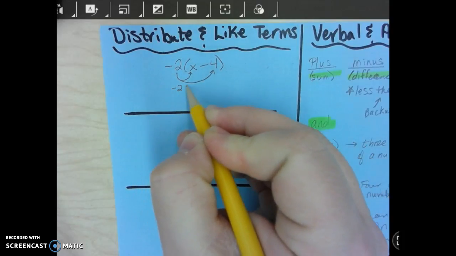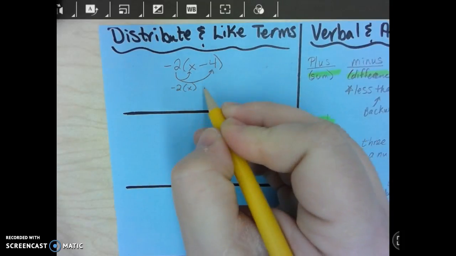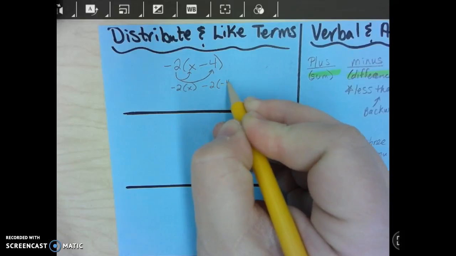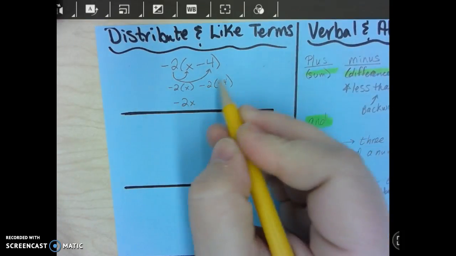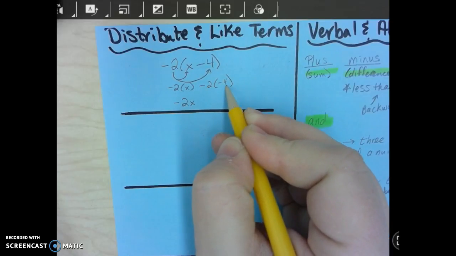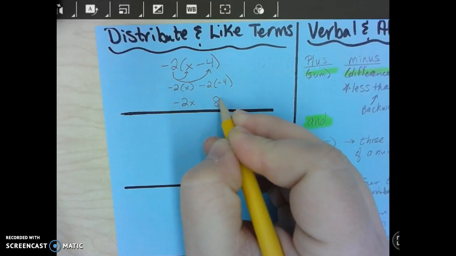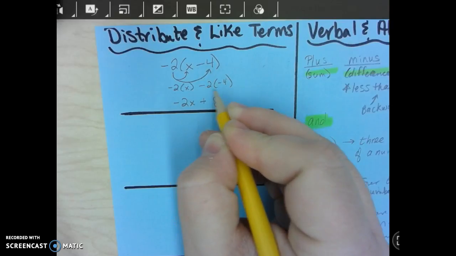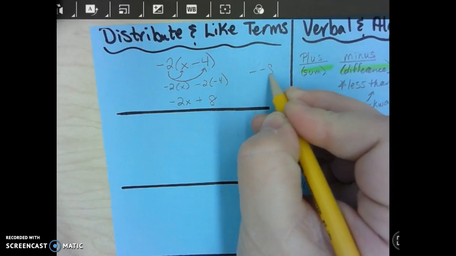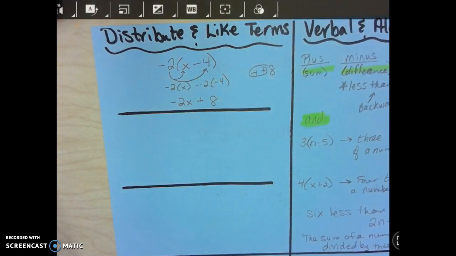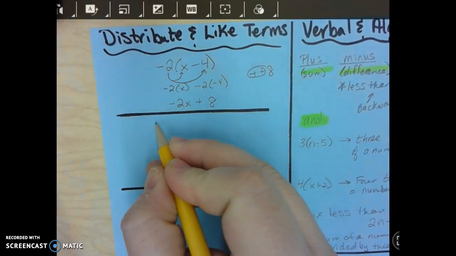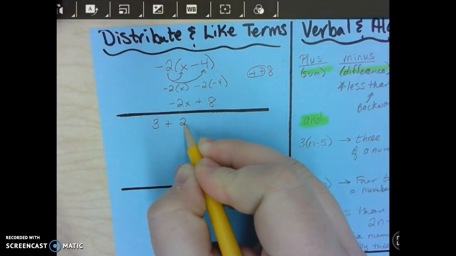And so I distribute the -2 to everything in the parentheses. And so it becomes -2 times x, and then -2 times a -4, and then I do my math, which is -2x, and -2 times a -4 is an 8, but it actually becomes a plus because there would be 2 negatives touching, and we would make it plus. And so that's a basic distributive property. You just have to remember to distribute everything. All right, here's one where we have to do some adding of like terms.